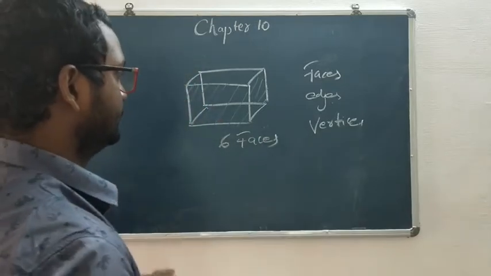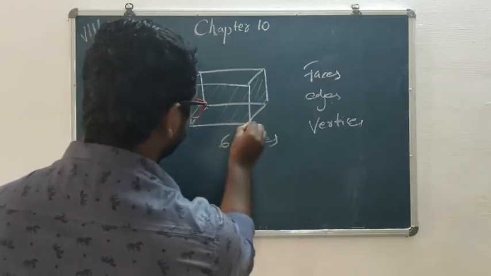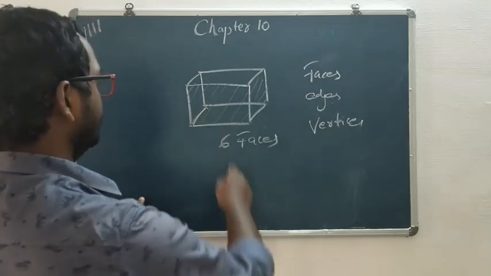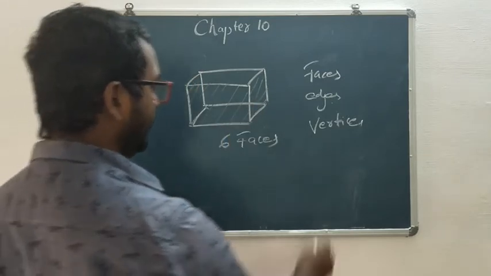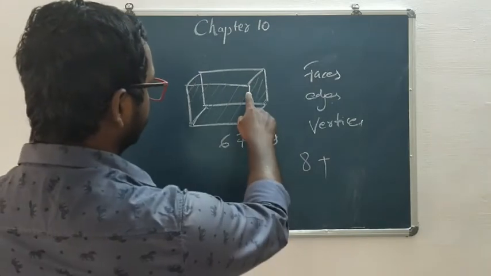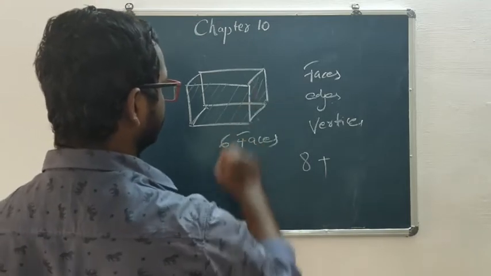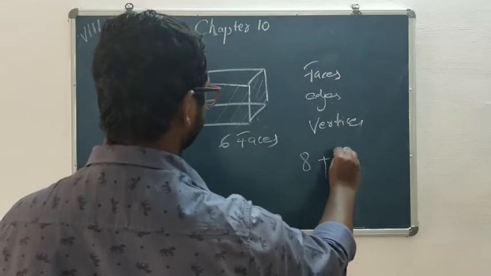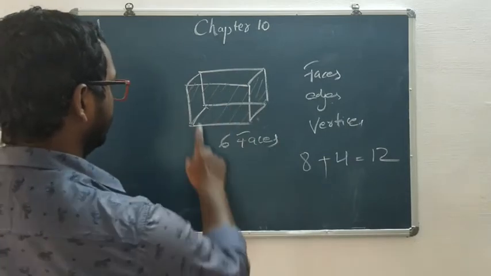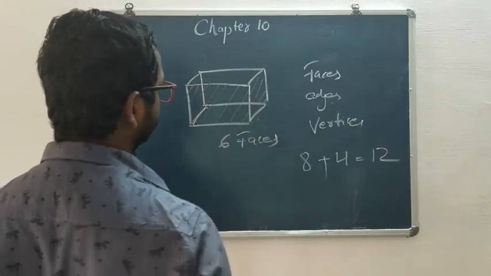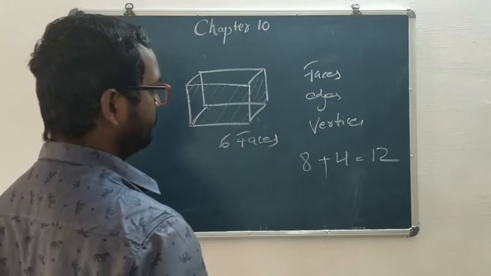Now let's look at the edges and vertices. This side is called an edge. This side is called one edge. This side is called one edge. So how many edges are there? On top we have 1, 2, 3, 4. Bottom we have 4. So 8 plus, here 1, here 1, because this is already counted and this one is already counted. So 2, and here 2. So 2, 2, 4. And I think we have 12 edges. Top 1, 2, 3, 4. Bottom 1, 2, 3, 4. Side here 2, side here 2. So 8 plus 4, 12 edges.